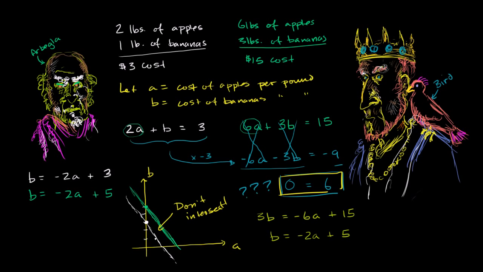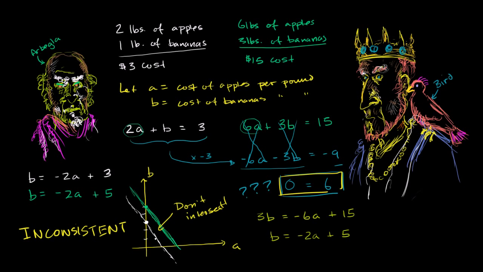And so something gets into your brain. You realize that Arbegla is trying to stump you. And you say, Arbegla, you have given me inconsistent information. This is an inconsistent system of equations. Inconsistent happens to be the word that is sometimes used to refer to a system that has no solutions, where the lines do not intersect.